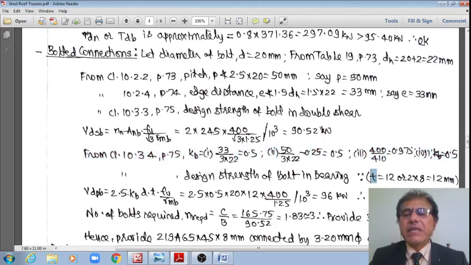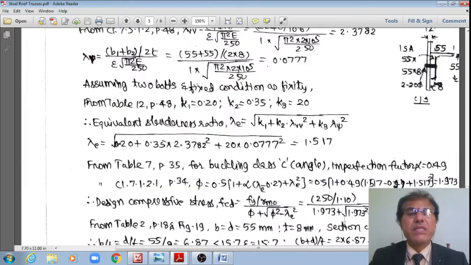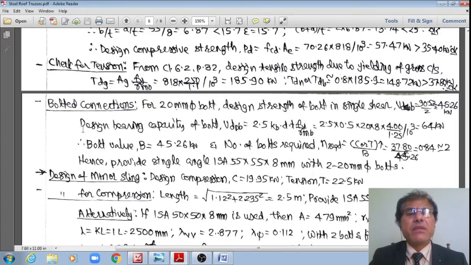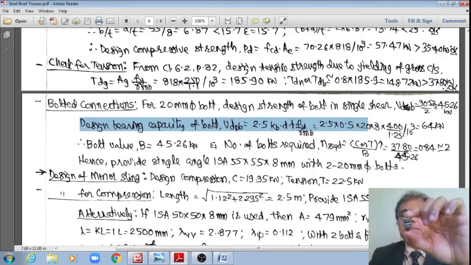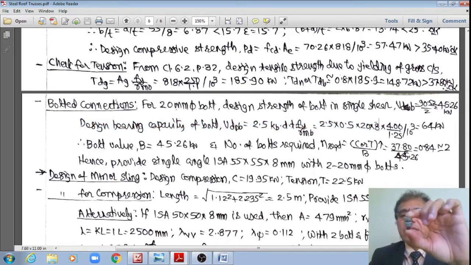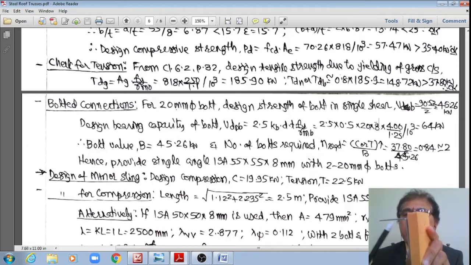What is the thickness? The single angle thickness is 8 mm, and the gusset plate is assumed as 12 mm thickness. Therefore either 12 mm or 8 mm. Out of these two, whichever is minimum, 8 mm will fail first. Therefore using this, let me calculate the design strength of the bolt in bearing criteria, which is equal to 2.5 multiplied by 0.5, which is the kb just now seen, and the diameter of the bolt is 20 mm, and the thickness is the thickness of the angle section only, because the gusset plate is 12 mm and this is 8 mm, this will fail first.